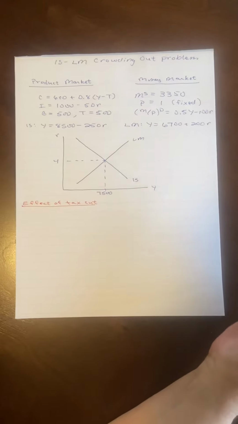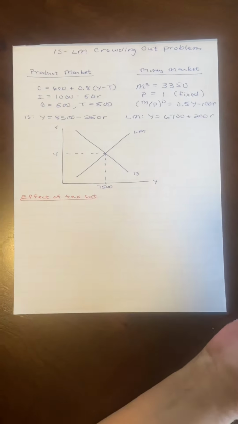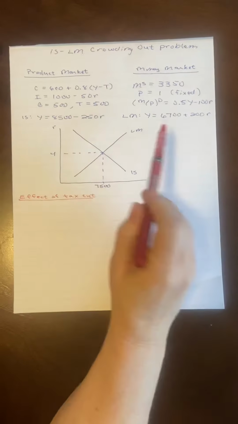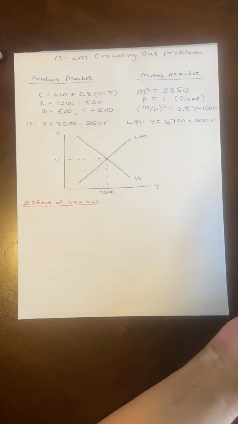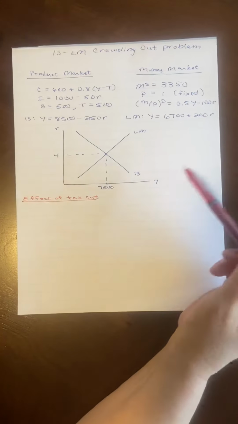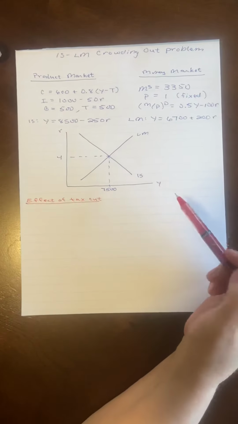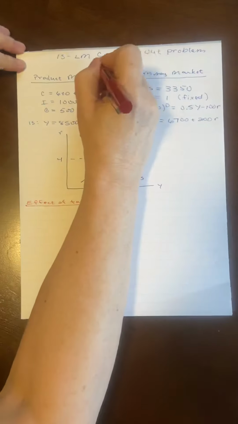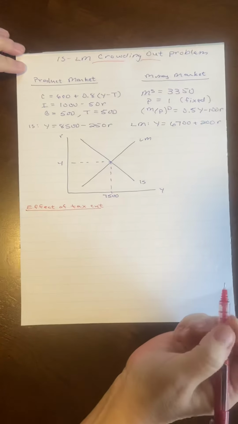Remember that before spring break, we had worked out product market equilibrium and money market equilibrium, derived the IS and LM functions, put them in a graph, and then calculated the equilibrium values. So for this problem, we're going to start with those same answers, and you should already know how to derive all that, but we're going to do a problem involving crowding out. So we're going to look at the effect of a tax cut.